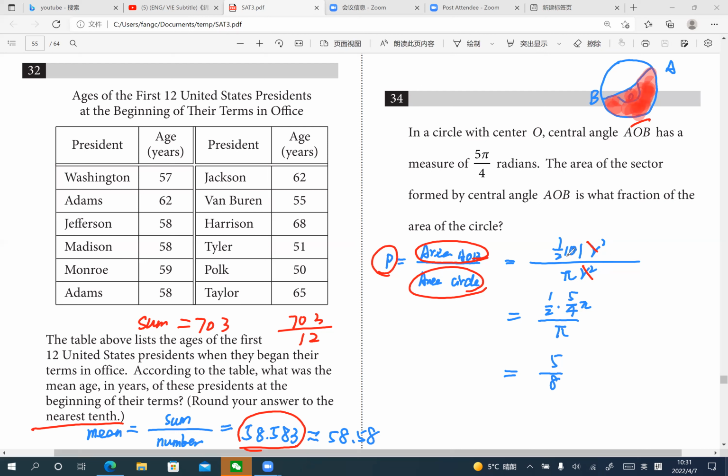And from the given information, we know the central angle AOB is 5 pi over 4. So we substitute 5 pi over 4 for theta. We get the fraction is 5 over 8.